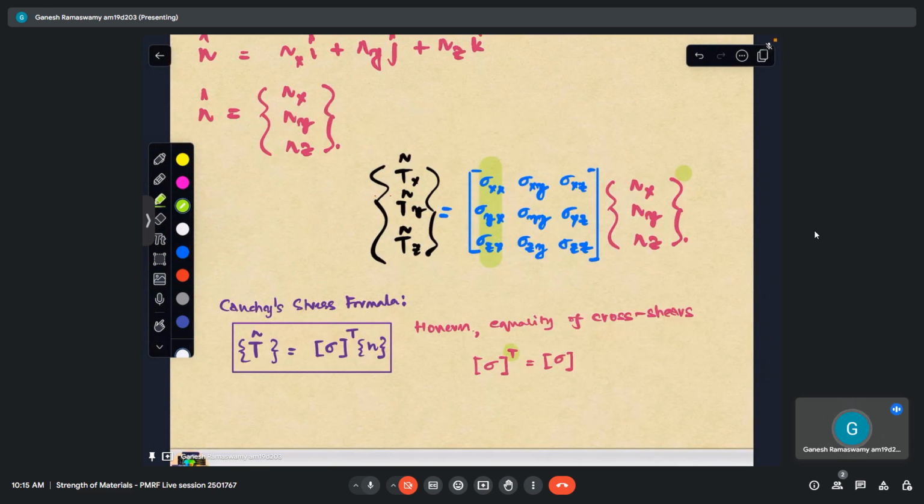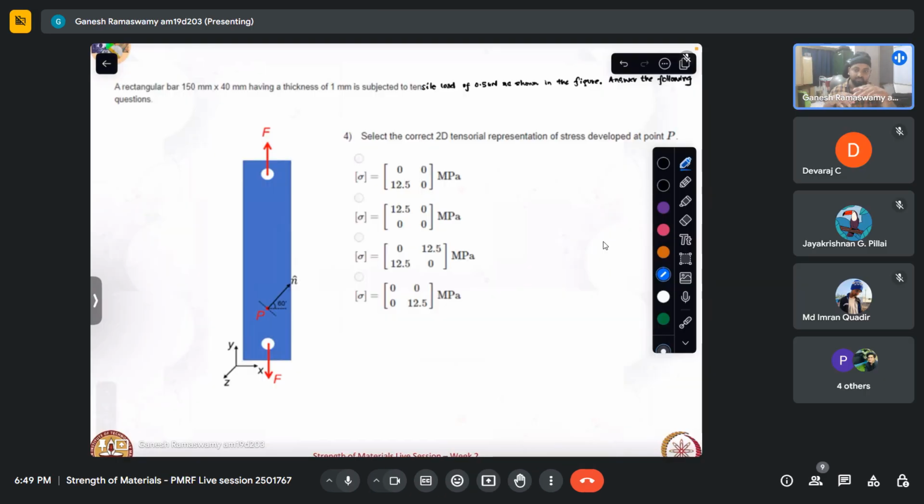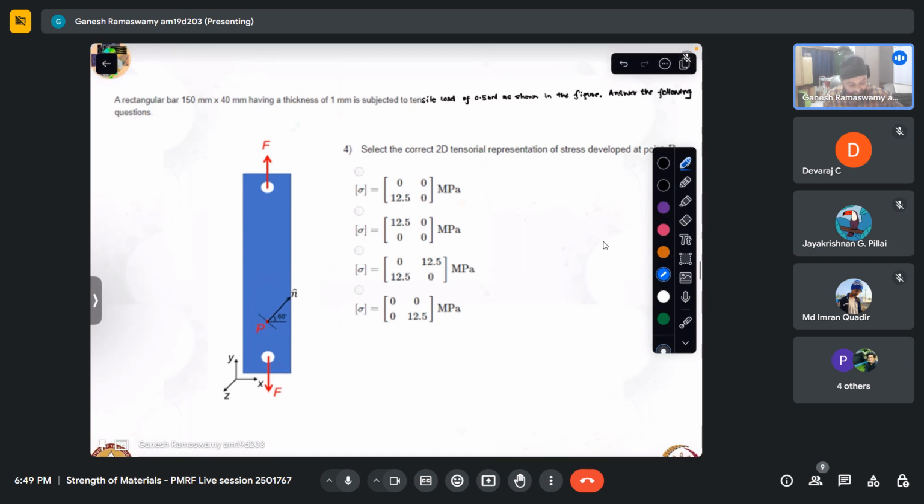So far we have discussed the theory behind the Cauchy's formula. Now let us see an application problem that was discussed in the live sessions. Till now we have discussed so much theory about stress vector and stress tensor and so on. Let us see how to actually apply this to some problem.